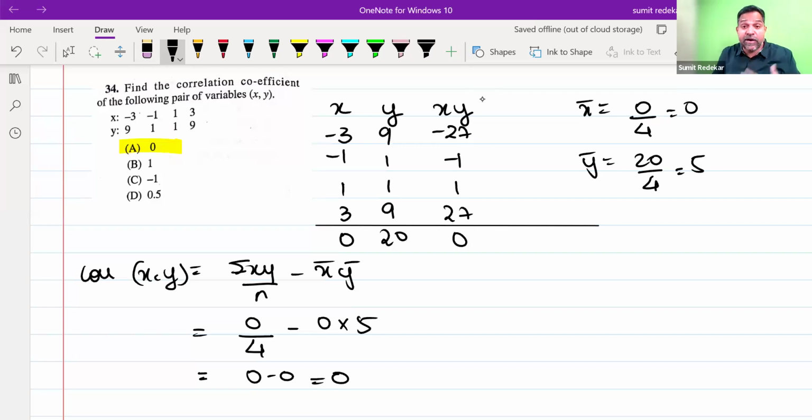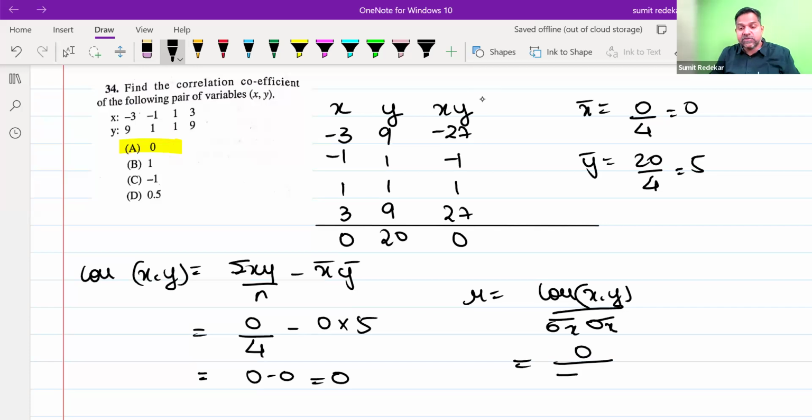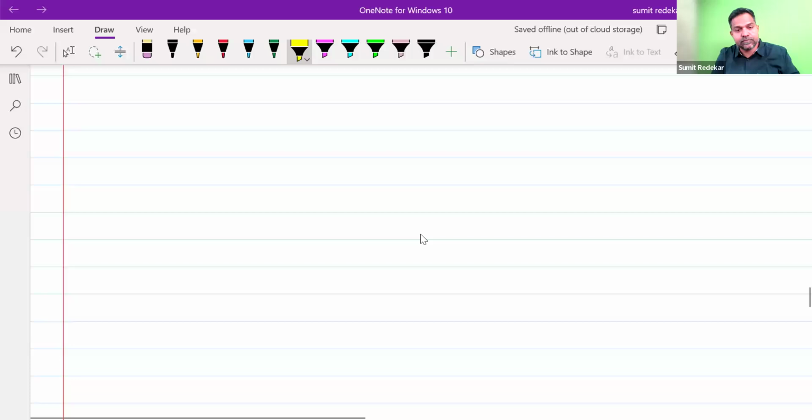But one minute, sir, they've said correlation. I agree. Isn't the formula for correlation covariance upon standard deviations? Now tell me, if the covariance works out to be 0, isn't the correlation also 0 then? And that is why the answer to that is going to be A, 0.